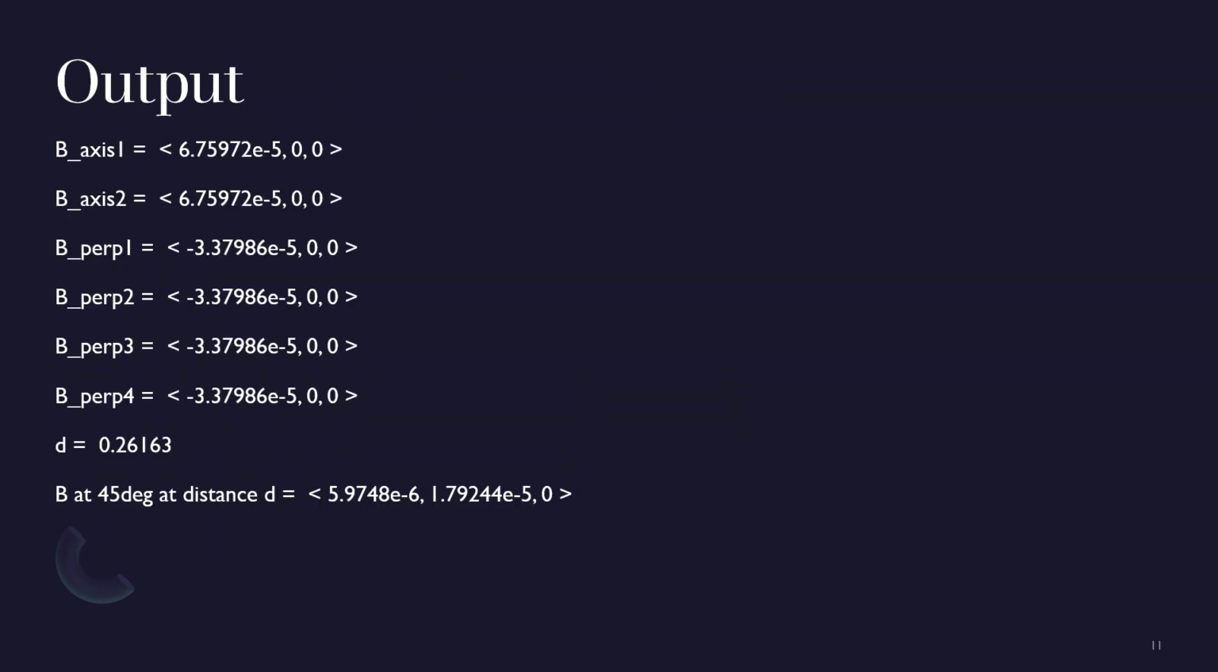The output values from the computational model are displayed here, obtained when the distance between the bar magnet and the parallel and perpendicular observation locations is 18.5 centimeters.